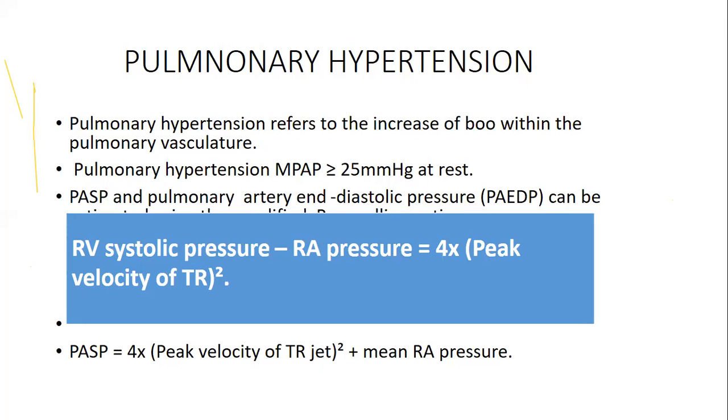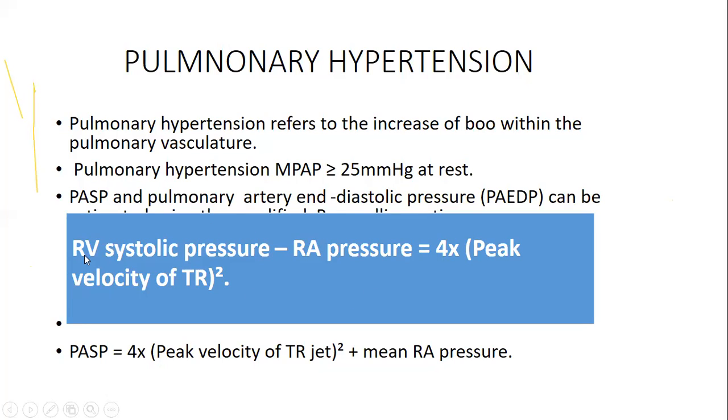We know that pulmonary hypertension can be defined hemodynamically, and we must also know exactly what it is. It's nothing but the increase of pressure within the pulmonary vasculature. Pulmonary hypertension is defined as a mean pulmonary arterial pressure greater or equal to 25 millimeters of mercury at rest, and it is considered raised when it's like that at rest. If it's less than 25 millimeters of mercury at rest, it's considered to be normal.